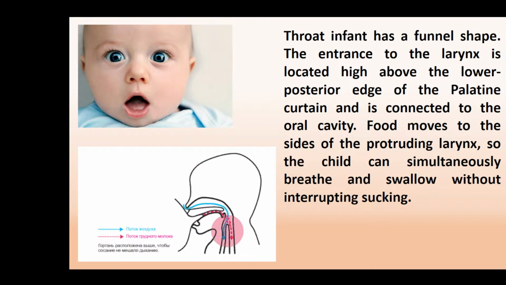So, the infant has a final shape. The entrance to the larynx is located high, above the lower posterior edge of the palatine settling, and connected to the oral cavity. Food moves to the sides of the protruding larynx, so the child can simultaneously breathe and swallow without interrupting sucking. As a result, it was described on the previous slide.